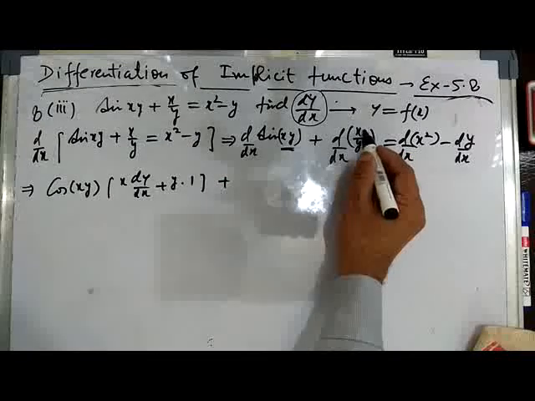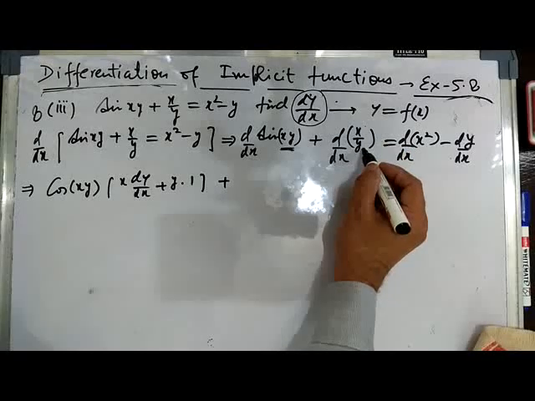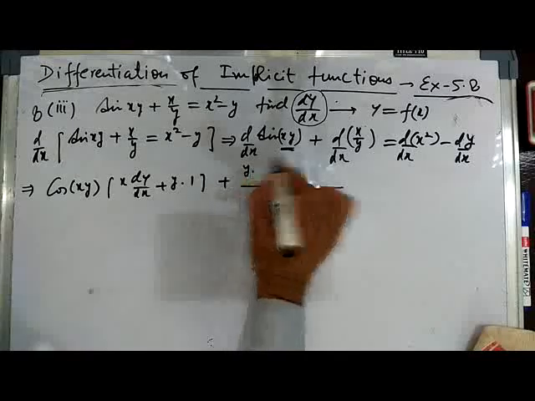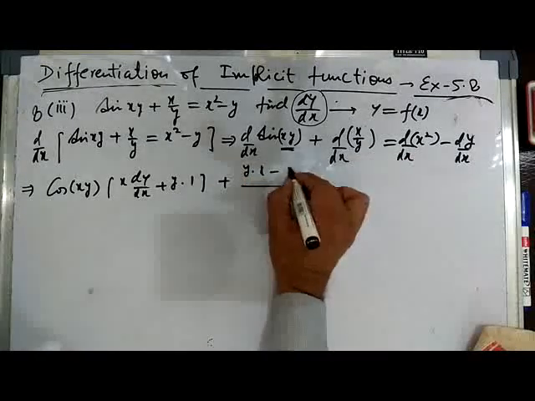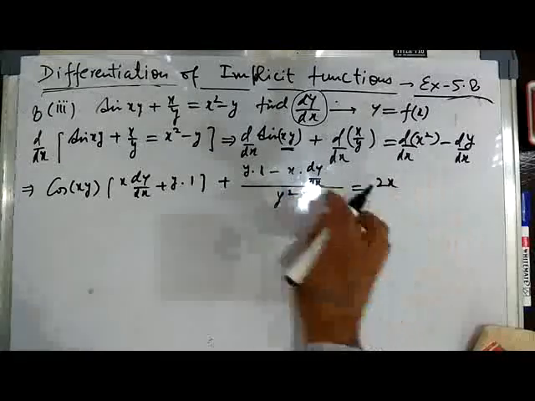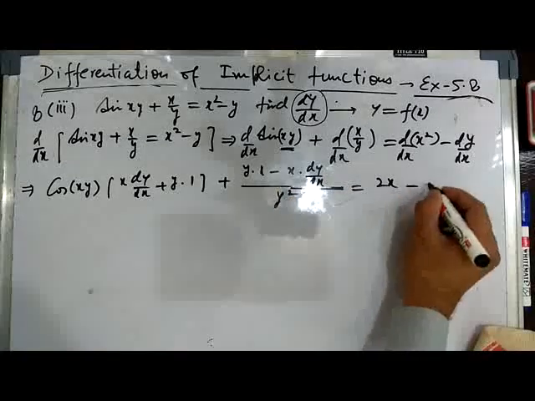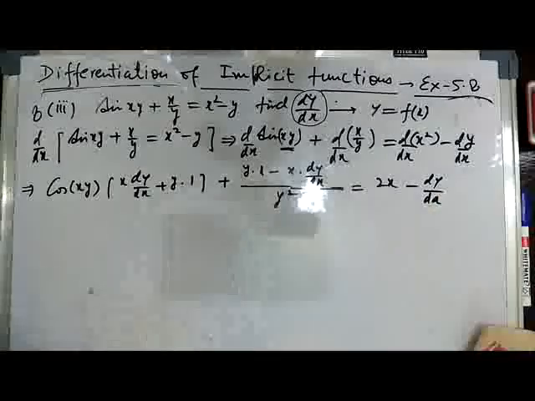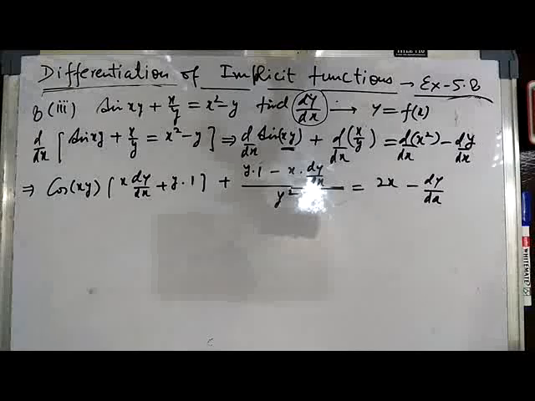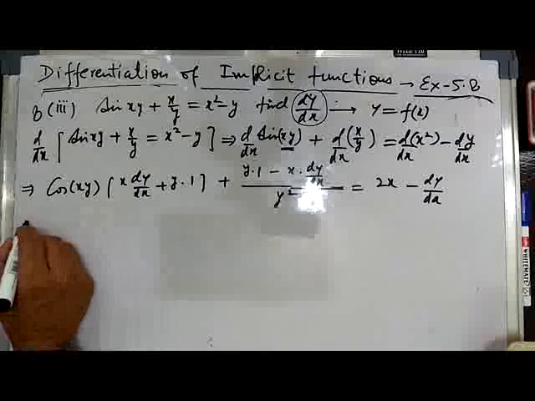And here, since x is the variable and y is a function of x, that means both are variable. So here the quotient rule will be applicable. That means y square times the differential of x, which is 1, minus x times the differential of y with respect to x, dy/dx. On this side it is 2x minus dy/dx. Now we need algebra instead of calculus here, to collect the dy/dx terms on the same side and the non dy/dx terms on the right hand side. See how it happens.